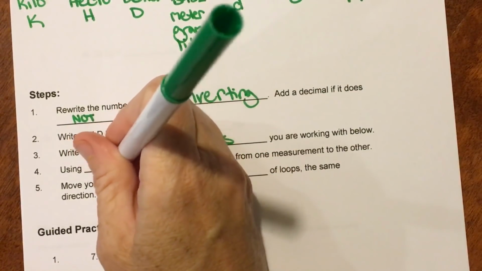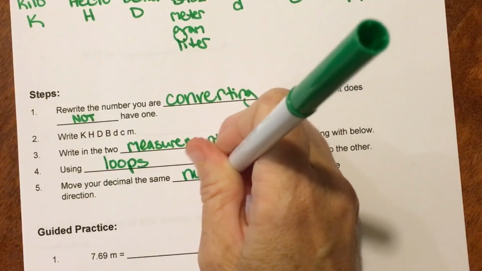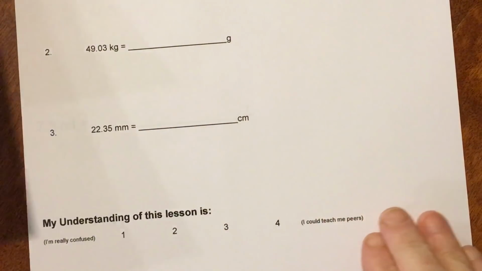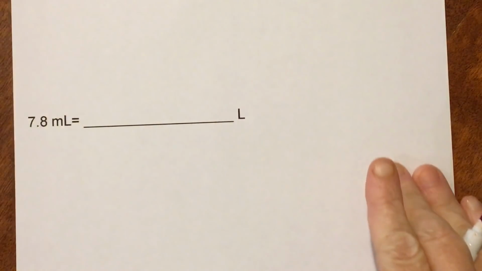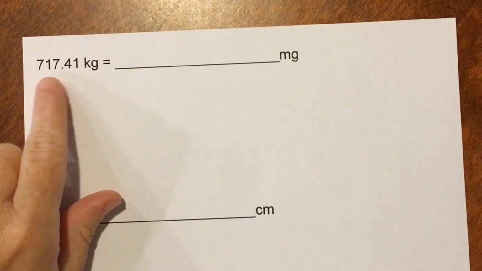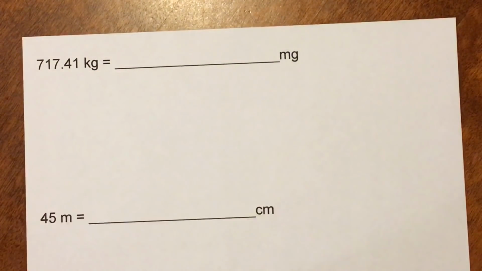Then we're going to go back to those loops we've used time and time again. Using loops, we're going to move from one measurement to the other. Then you're going to move your decimal the same number of loops in the same direction. Okay, so what does this all really look like? Eventually you're going to be getting some pretty complex word problems, but we're just going to start with some basic ones, them asking us to convert. So here's my first problem. What this problem's telling me is 717.41 kilograms is equal to how many milligrams?